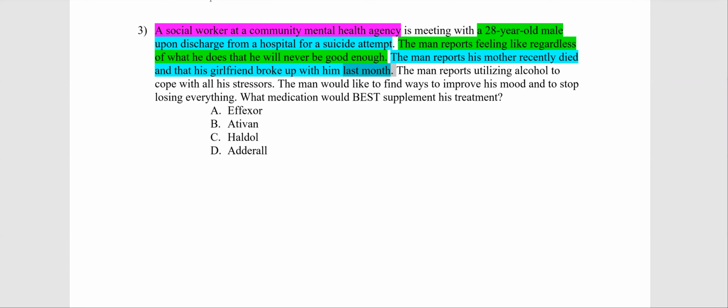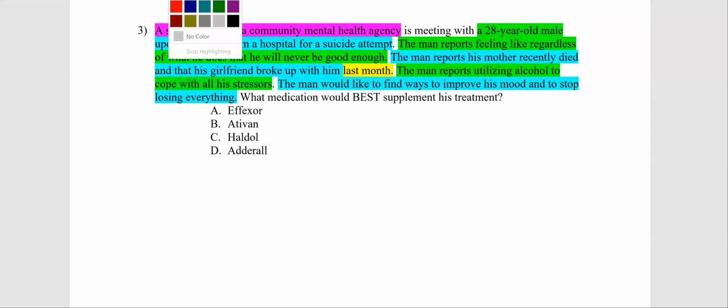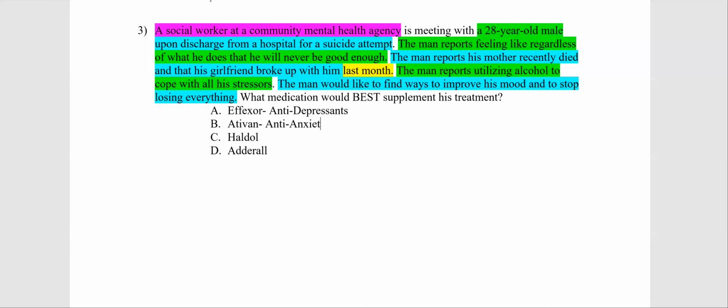Take any length of time, hop on top of it, because it paints a picture of what we're looking at in that given moment. And he reports utilizing alcohol to cope with his stressors, and he would like to identify ways to improve his mood and stop losing everything. What med are we looking at? Let's break down each medication and go from there. So Effexor affects how your mood is going, so antidepressant. Ativan drives away your anxiety, so anti-anxiety. Haldol is going to be our antipsychotic. And then Adderall is going to be that ADHD.